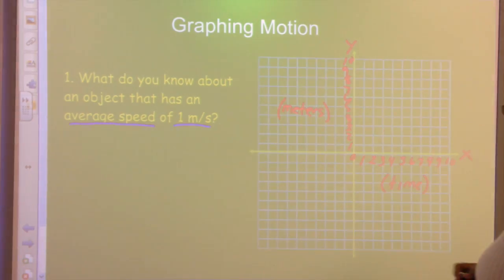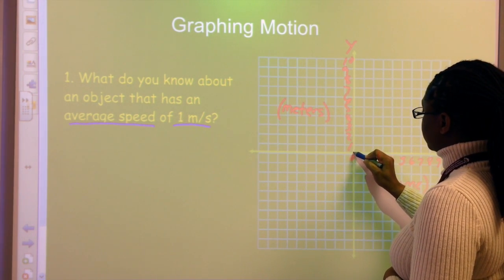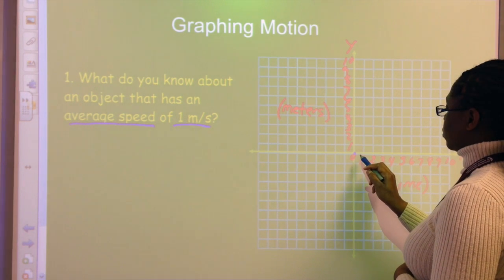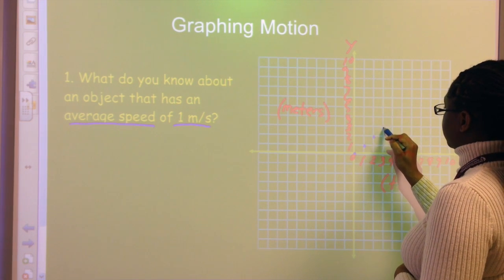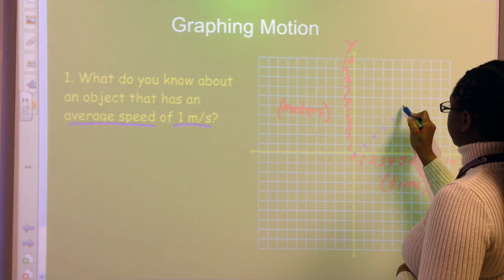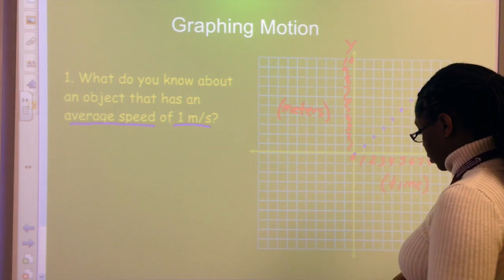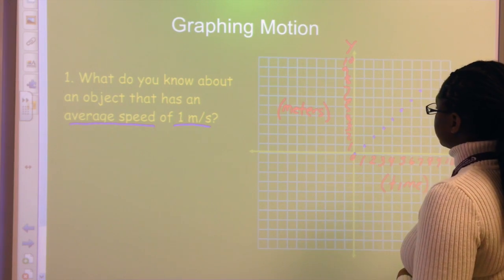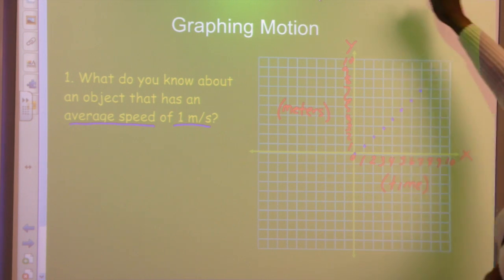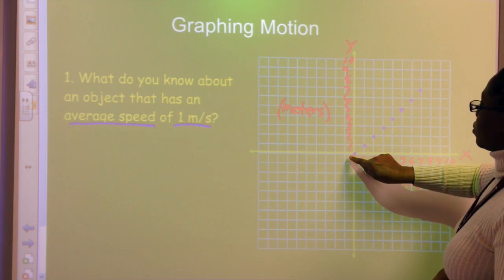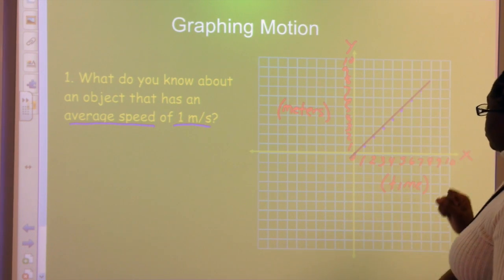In this particular problem, I want to find the average speed, and I know that I'm moving 1 meter for every second. So I'm just going to plot those points. I'm going to go up 1 meter, and I'm going to move 1 second. 1 meter, 1 second, 1 meter, 1 second until I see a trend occur. Once I have that trend, I'm going to connect all my plotted points into a line. And now I can see what the speed of an object looks like at 1 meter per second. I have a constant rate of change.